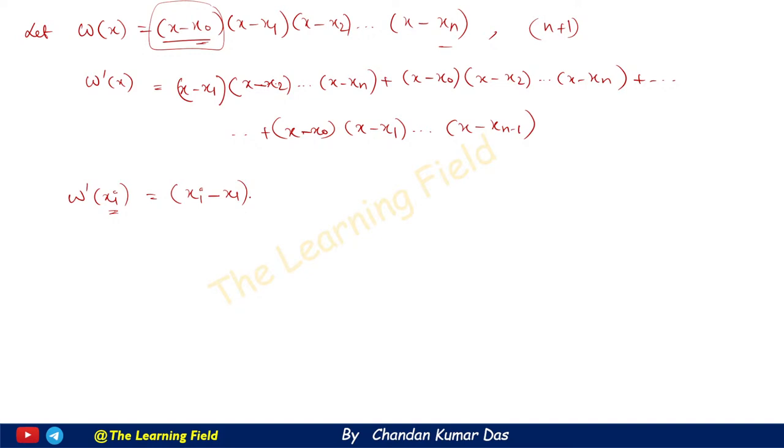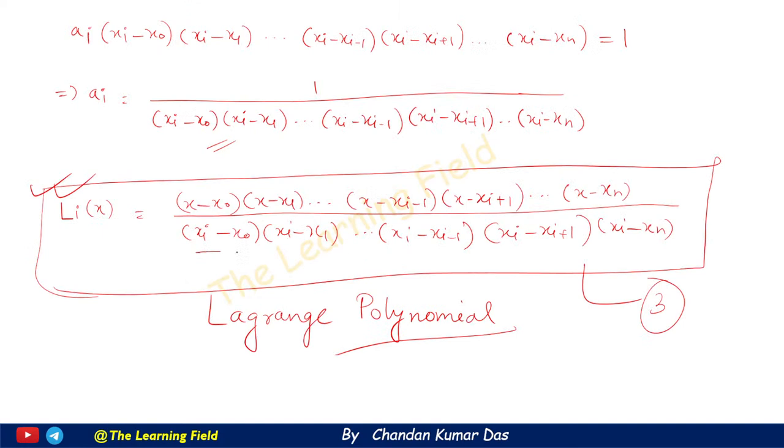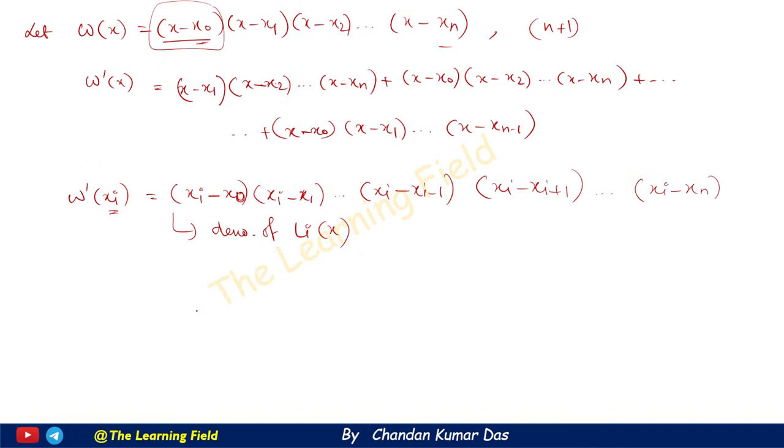So omega dash(xi) is equal to (xi minus x0), (xi minus x1), and so on, (xi minus x(i-1)), then (xi minus x(i+1)), and so on, (xi minus xn), which is the denominator of Li(x). You can see the denominator of the function Li(x) is this term. So this is the omega dash(xi) term. That means Li(x) becomes, how can we write this Li(x)? Therefore, we can also write Li(x) equal to what?